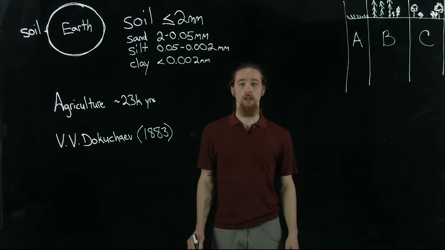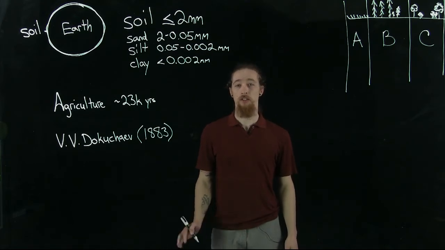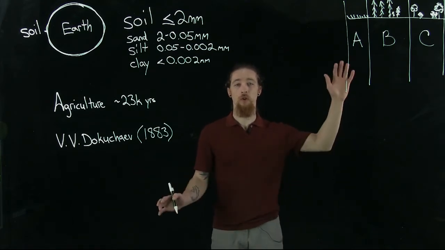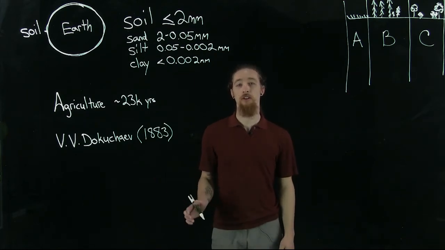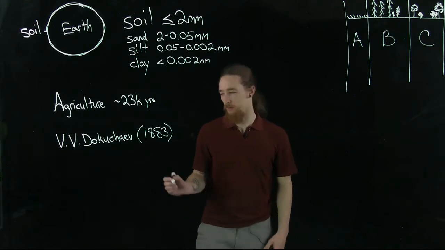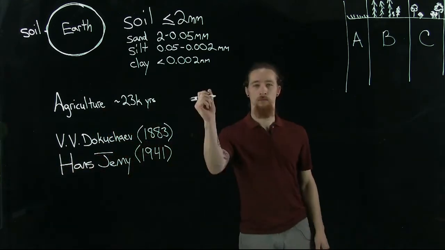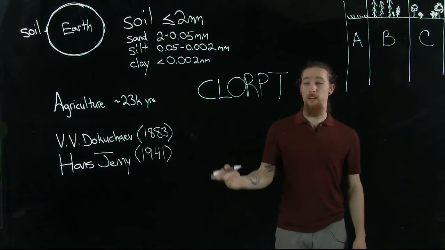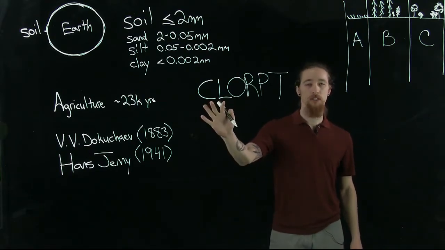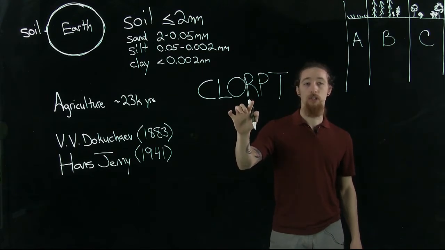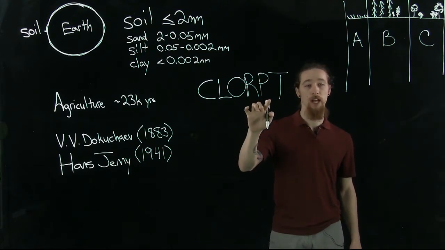In 1941, Hans Jenny, a Swiss scientist, took Dokuchev's idea of soil orders and modernized his soil-forming factors into an acronym called CLORPT. All right, say it with me. CLORPT. All right, this stood for climate, organisms, relief, parent material, and time.